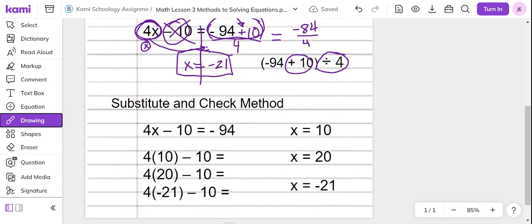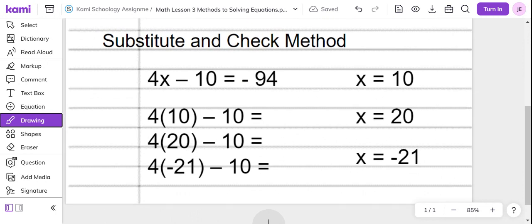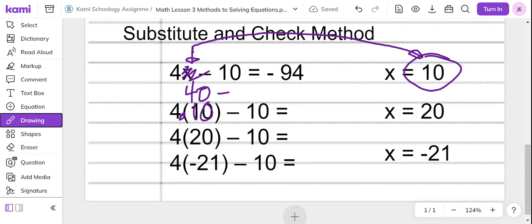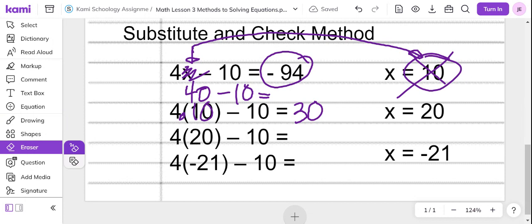And there's one more method that some students can use, and that is the substitute and check method. So we need to put a number in here for x. And if you take out the letter x and you put a number in there, you can check and see if it's true. So if we take 10, put 10 in here, so 4 times 10 is 40. 40 minus 10 is 30. We need negative 94. So 10 does not work. So then we go to the next one.